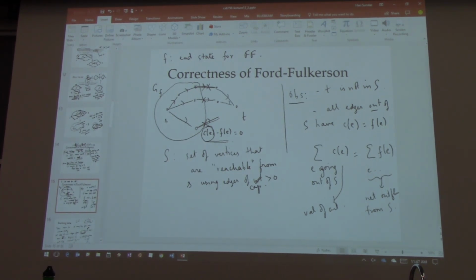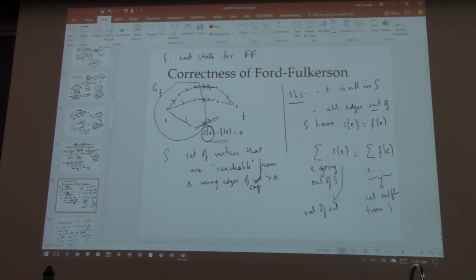Why is the sum? Well, the sum of the CE is the definition of the value of the cut. I guess you mean why is the sum of the CE equal to the sum of the FE? I mean, the definition of cut is the sum of the costs of the edges on it, right? So it is not the minimum cut. Oh, right. This need not even be the minimum cut. Yeah. So that's the thing.